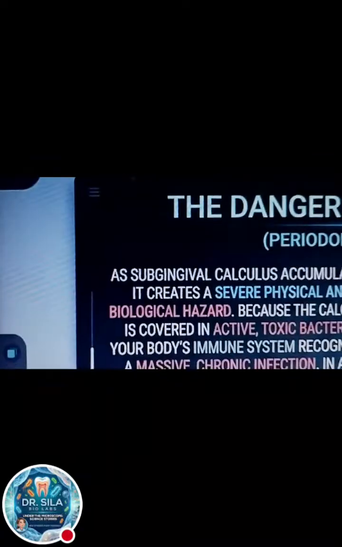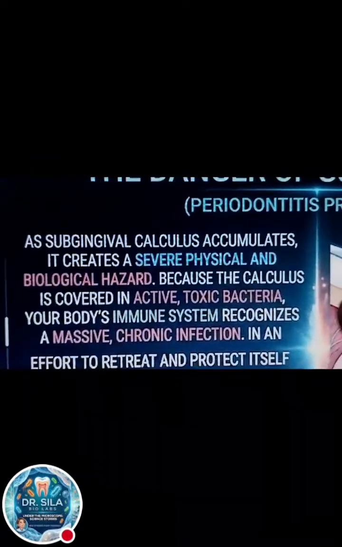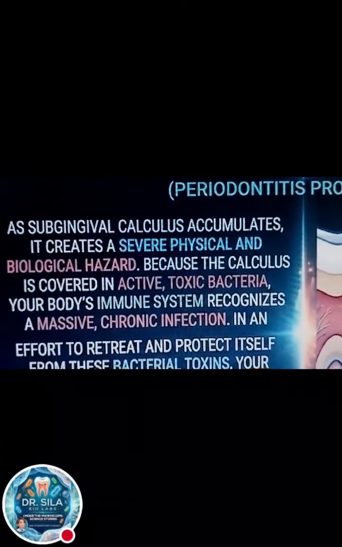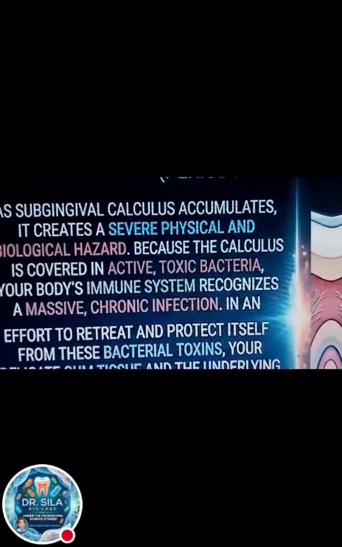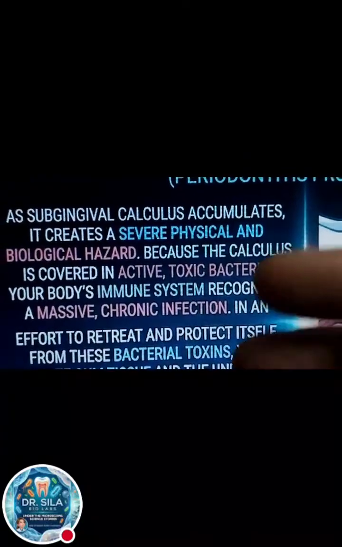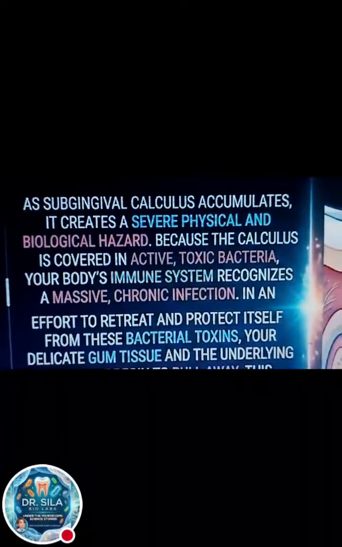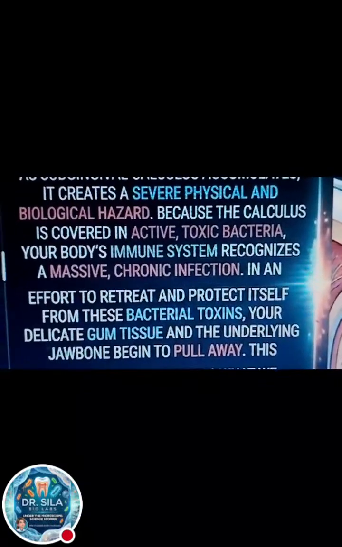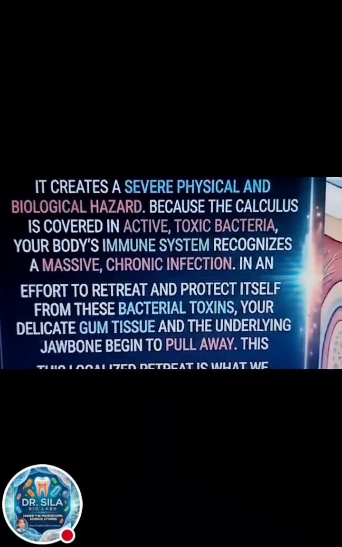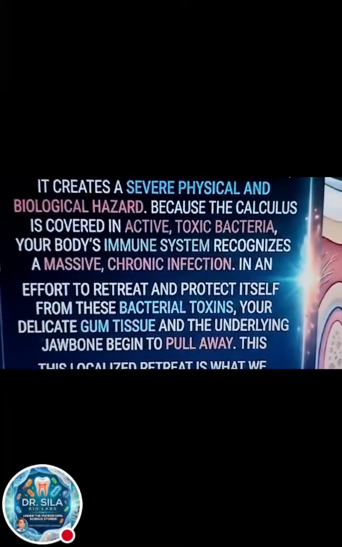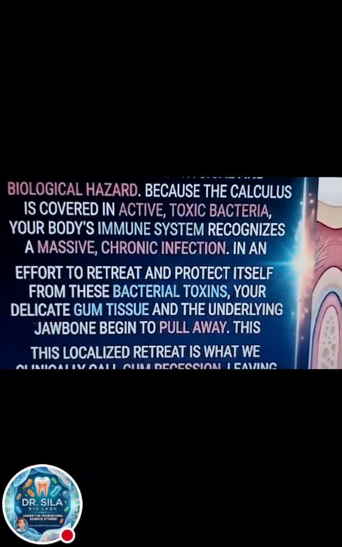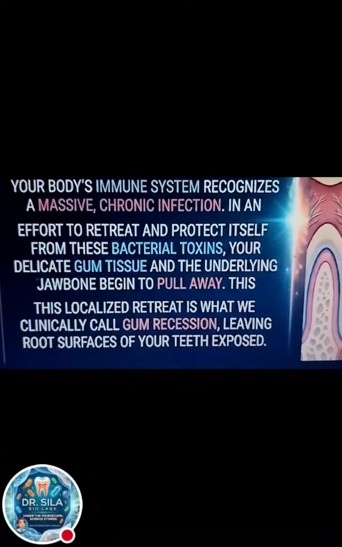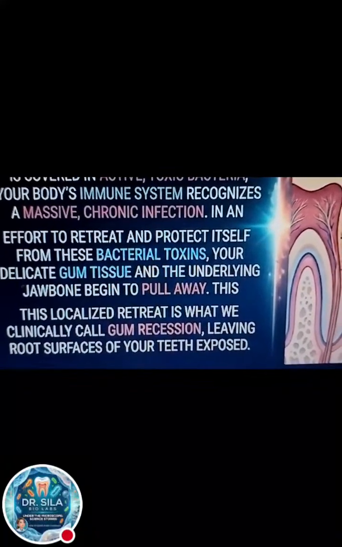And the subgingival calculus accumulates, it creates severe physical and biological hazard. Because the calculus is covered in active toxic bacteria, your body's immune system recognizes a massive chronic infection. As I told you, in an effort to protect itself from the bacterial toxins, your delicate gum line and tissue, what do they do? They pull themselves away from the jawbone. This localized retreat is what is clinically called gum recession, leaving the root surfaces of your teeth exposed.